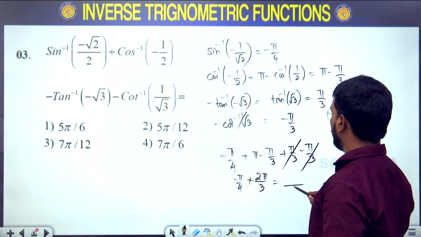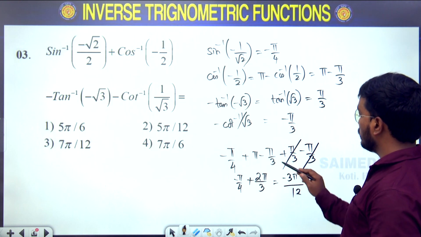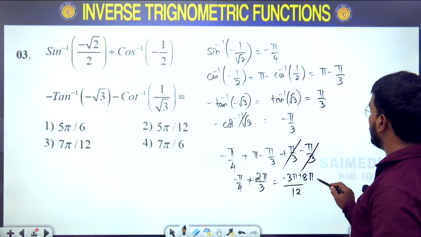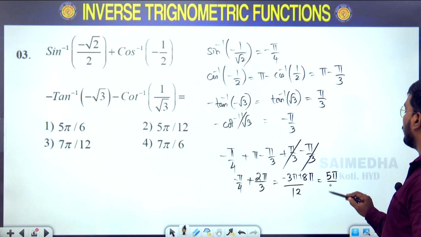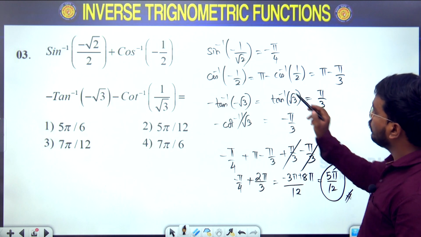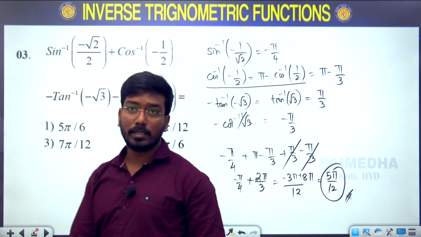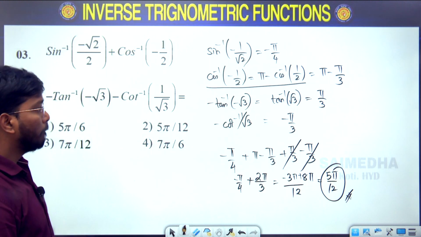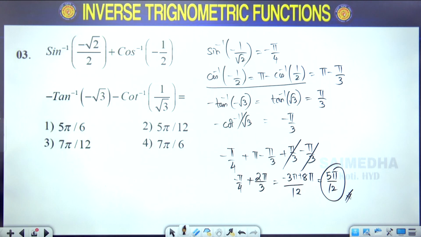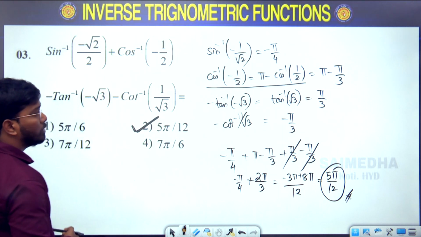3 4s are 12, which is the LCM. 4 3 times, so minus 3 pi. 3 4 times, 4 2s are 8 pi. 8 pi minus 3 pi, 5 pi. So what is the answer going to become? 5 pi by 12. Remember, here we need to focus on this term: cos inverse of minus x is pi minus cos inverse of x. Go through it. What is the correct answer? 5 pi by 12. Option number 2 is the correct answer. This is again a range type of problem.